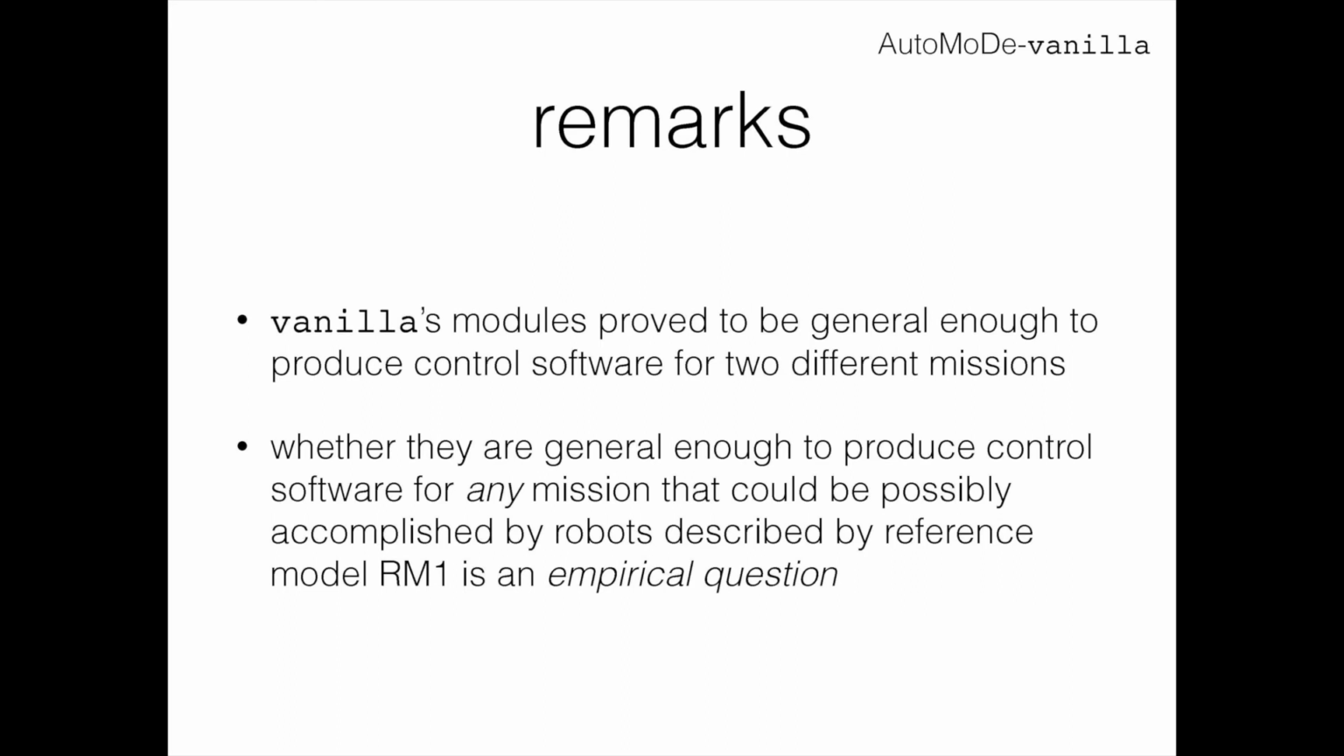Having seen these results, we can make our first conclusions. So the modules of Vanilla have proved to be general enough to produce control software for two different missions. Now, whether these modules are general enough to produce control software for any possible mission that can be performed by robots that are described by the reference model RM1 is an empirical question, and we are unable to answer it on the basis of the information we have and on the basis of our theoretical understanding.